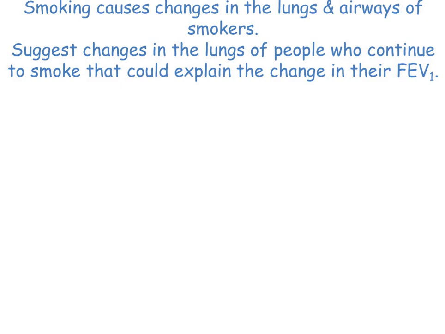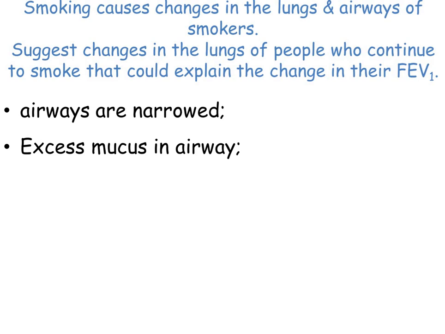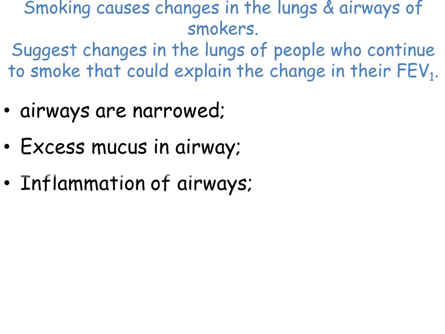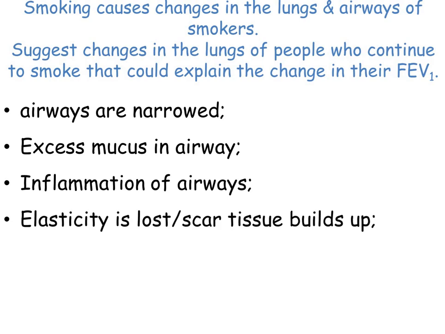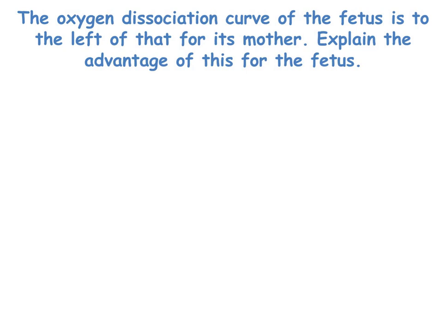So smoking causes changes in the lungs and airways of smokers. Suggest changes in the lungs of people who continue to smoke that could explain the change in their FEV. So the airways are narrowed. There is excess mucus in the airway. There's inflammation of airways. The elasticity is lost, or scar tissue builds up.